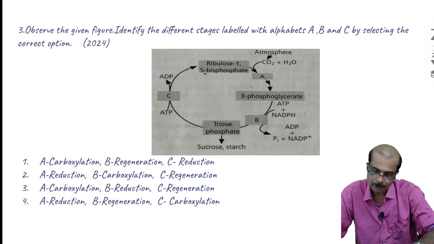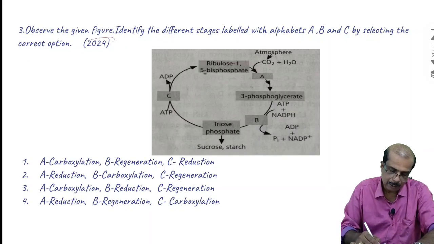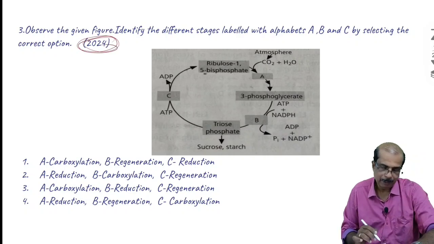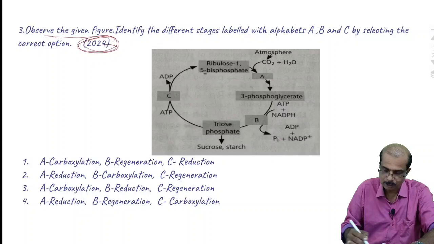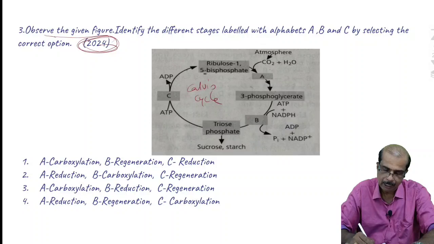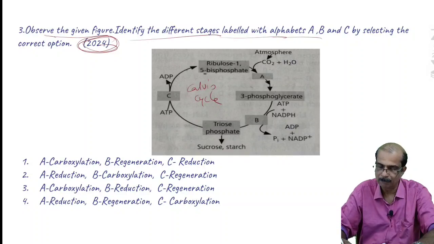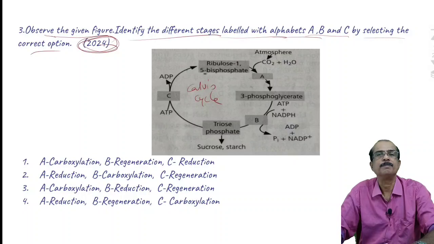Next question, asked in 2024 NEET exam. Observe the given figure. The figure is of the Calvin cycle. Identify the different stages labeled with alphabets A, B and C by selecting the correct option.